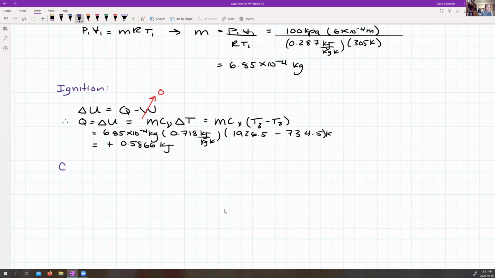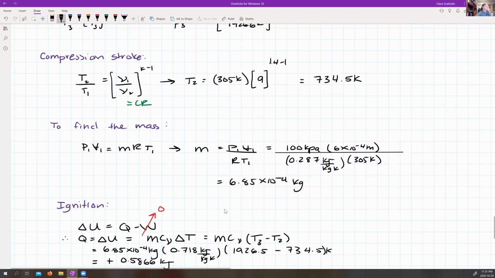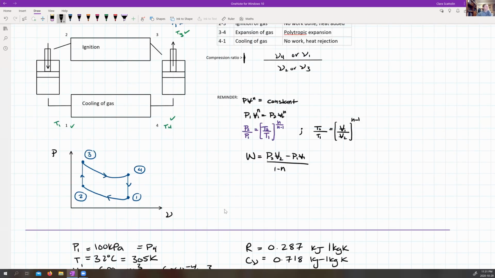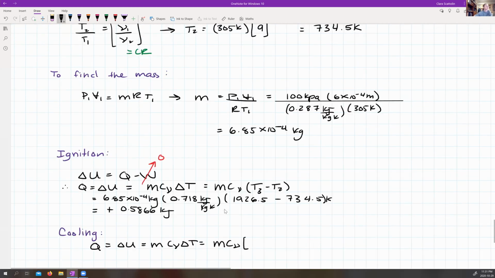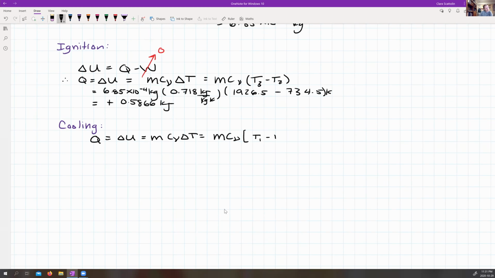So this is our cooling. And again, same thing as ignition, right? With cooling, there's no work. So Q is going to be equal to delta U, m Cv delta T. And if we look at our cooling stage, our delta here is going to be from 4 minus 1. Sorry, 1 minus 4, because our steps go in this direction, and our delta is final minus initial. So it will be T1 minus T4.